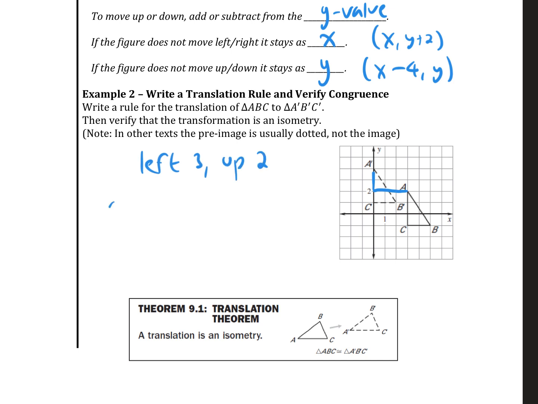Okay. So the rule, we're going to do x comma y goes to what? Well, let's see here. So if we go left 3, what would that be? Would it be x plus 3 or x minus 3? X minus 3. And then we went up 2, would be y plus 2 or y minus 2? Plus 2. And this would be the rule right here. I kind of wrote it kind of close there, but yeah. So basically it goes from x, y, so we subtract 3 from x and add 2 to y, that moves it left 3 up 2. Okay?